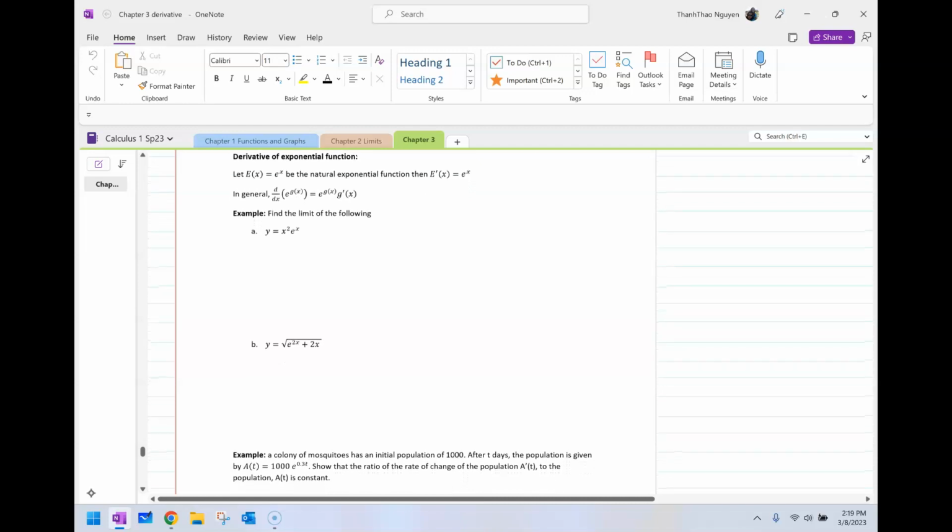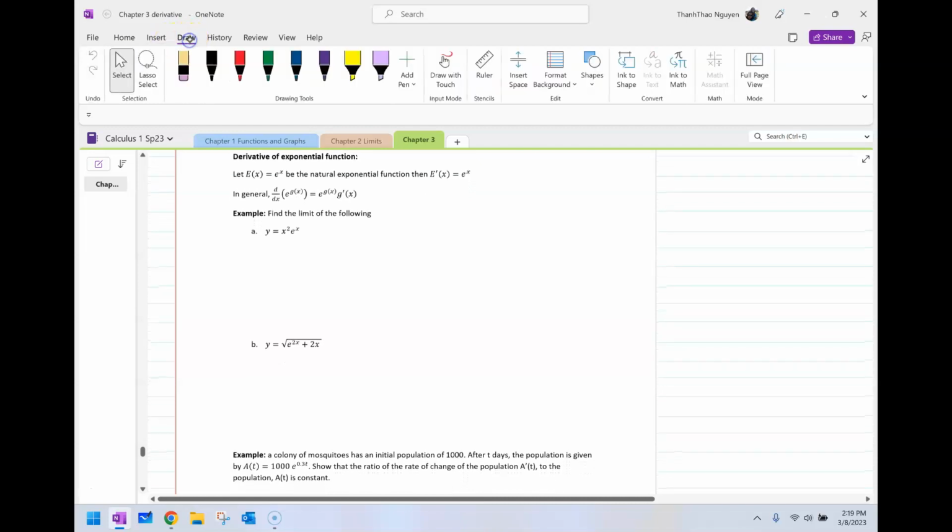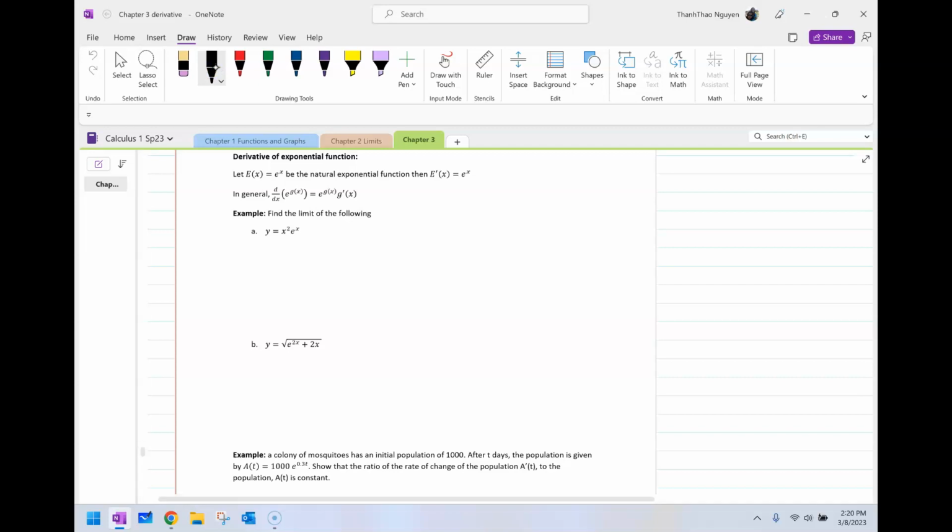Let's find the derivative of the following. Y equal x squared times e to the x. Then y prime is equal to 2x times e to the x plus x squared times e to the x.